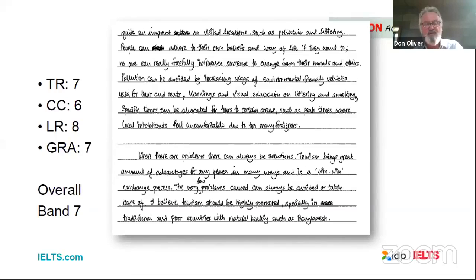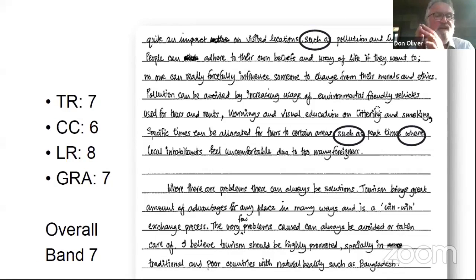We go on and we look at the way this essay concludes, and we see a few more errors, more errors in terms of pronouns, locations such as pollution. This is completely wrong because pollution is not a location. Impacts such as pollution, yes, but not locations such as pollution. We have specific times can be allocated for tours to certain areas, such as peak times. Areas such as time. This is confusing. This is penalized under coherence because it confuses the reader.